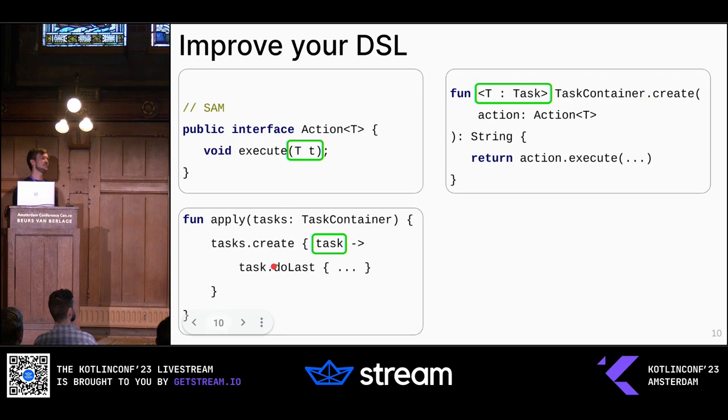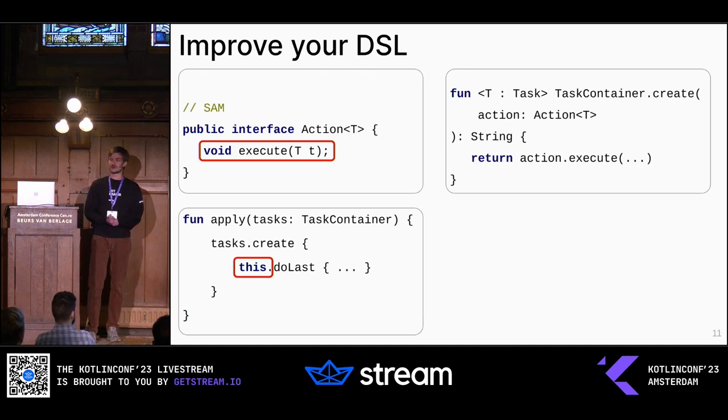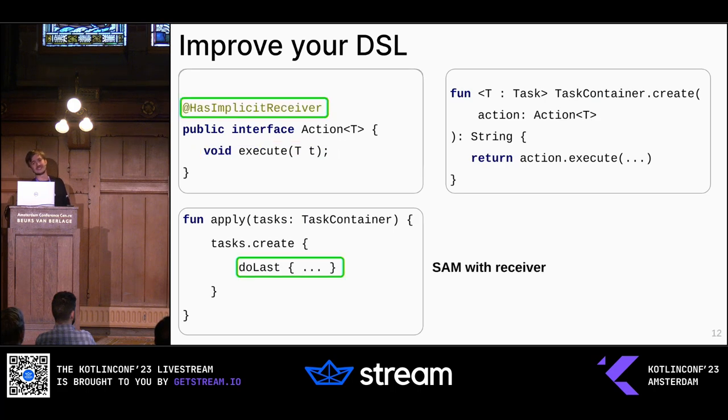And it would be nicer if we could write the code this way, replacing the value parameter with an implicit receiver, or just by dropping this receiver altogether. But according to basic Kotlin compiler rules, this code is erroneous because the execute method is just a Java method. It's not an extension function. It has no receivers, so it's forbidden. But the single abstract method with receiver plugin can do this work for you. And with this plugin applied, with this HasImplicitReceiver annotation here, this code is allowed. And we have a DSL which is closer to Groovy DSL.